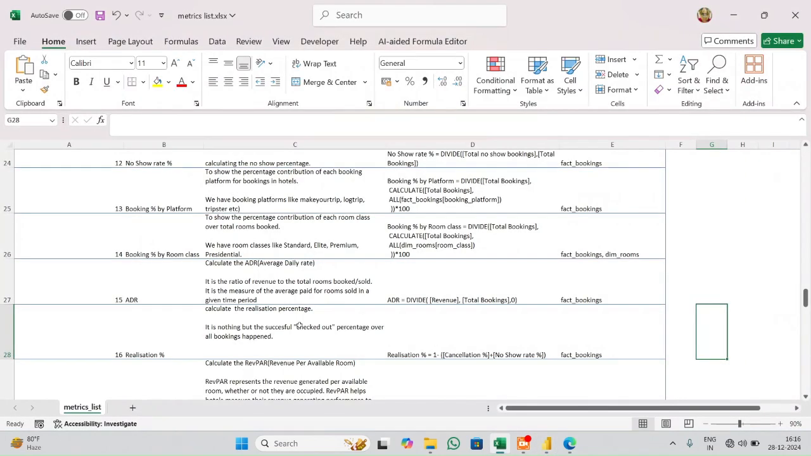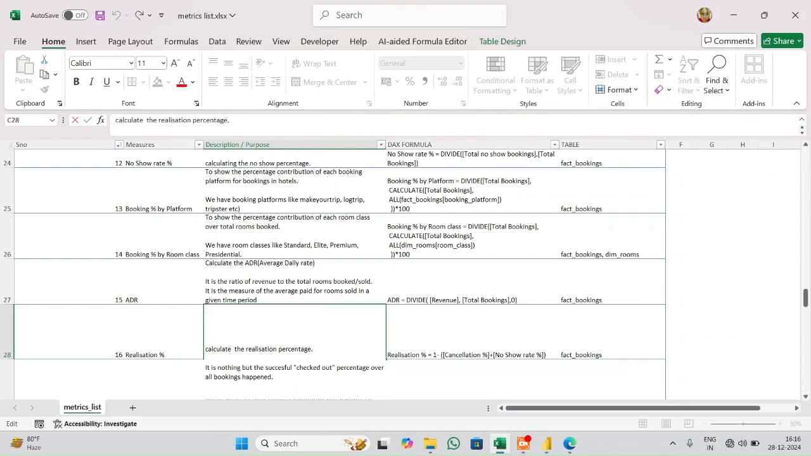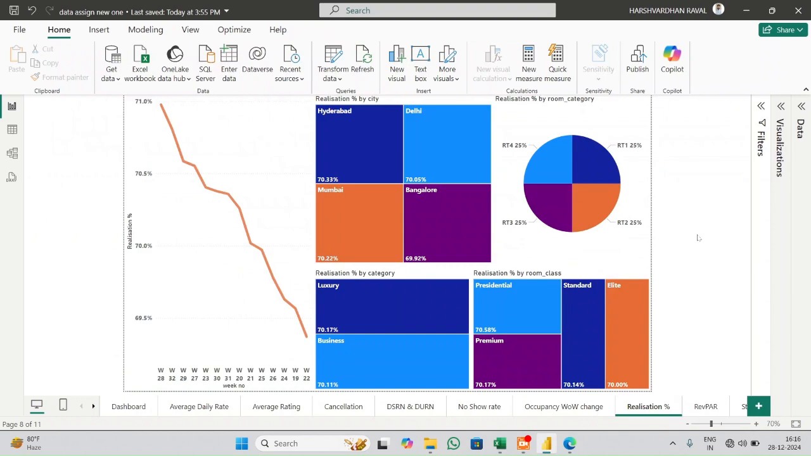So now we can see percentage realization. It is nothing but the successful checked out percentage over all the bookings that happened. Checked out, so what does it depict? How people are checking out after utilizing the service. Here percentage realization is very low. That means customers are coming less and the daily sellable room rate is low. That's why. In this, realization by city is equal to 70%.